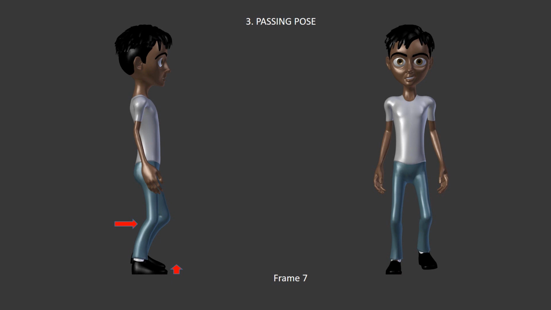You could actually raise the feet higher if you're doing more cartoony animations though. The hip is also slightly raised. The hips and chest are now facing frontwards with no rotation at all, and the hands are by the character's sides. The passing pose is on frame 7 and the inverse passing pose is on frame 19.